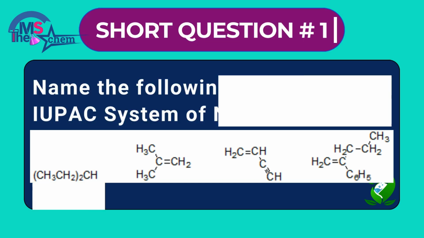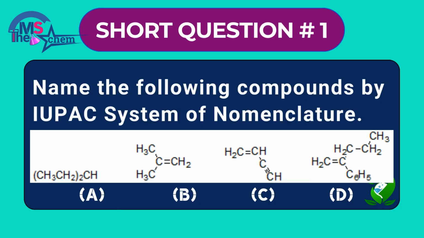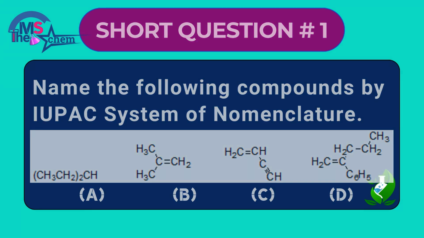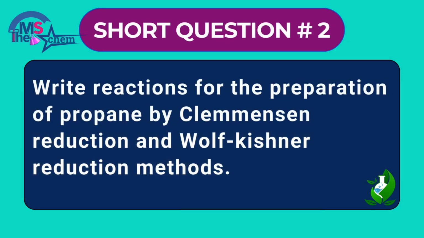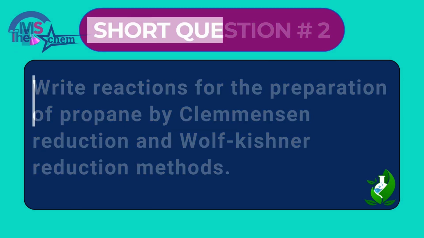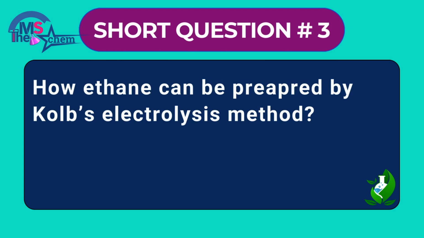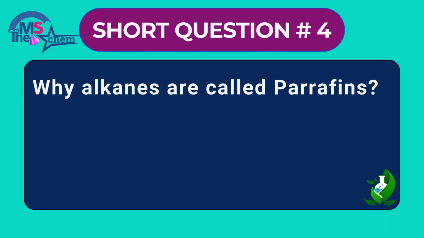The short question 1 is: name the following compounds by the aliphatic system of nomenclature. These compounds are written on the screen. And question 2 is: write the reaction for the preparation of propane by Clemmensen reduction and Wolff-Kishner reduction methods. And question number 3 is: how ethane can be prepared by Kolbe's electrolysis method.